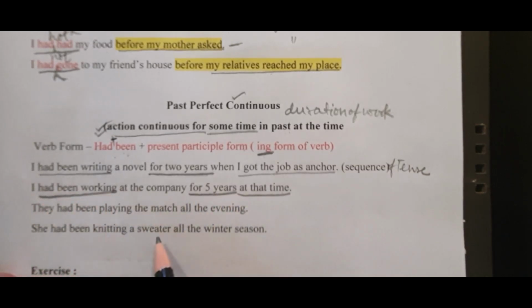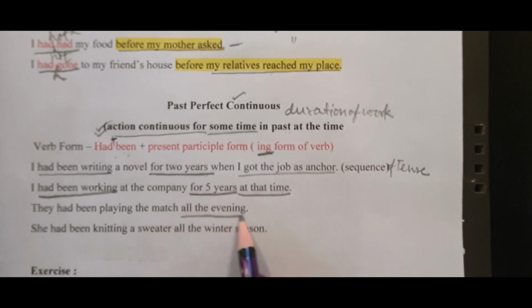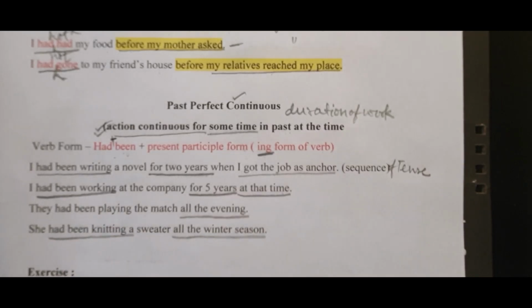हैड बीन वर्किंग. दे हैड बीन प्लेइंग द मैच ऑल द इवनिंग. All the evening, it means that evening which you are talking about, it is a thing of the past. That evening they had been playing the match. She had been knitting a sweater all the winter season. All the winter season she was knitting a sweater. Because the duration is stressed, that is why we are using past perfect continuous tense. I hope you are able to understand all these tenses.